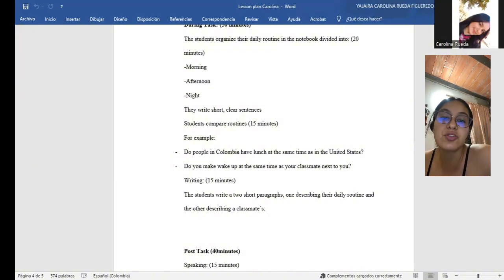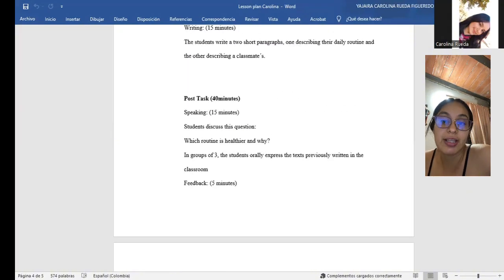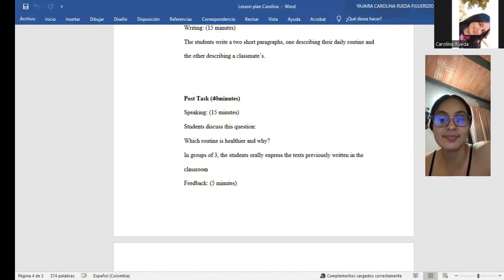After that, students write 2 short paragraphs. In the first paragraph, they describe their daily routine, and in the second paragraph, they describe the routine of a classmate or a family member. They must use connectors such as "then" and adverbs such as "usually" and "always."